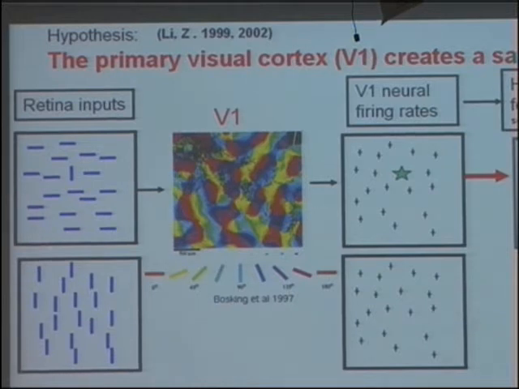But if you make all the surrounding bars vertical, the firing goes like this. Nothing is salient. Suddenly 20 spikes become 1 spike, or not such exaggeration. It's more like 20 spikes become 5 spikes.